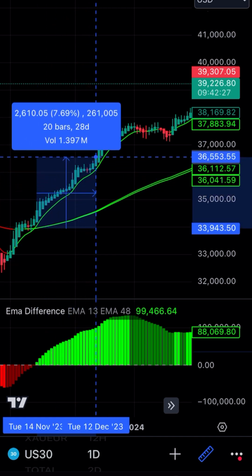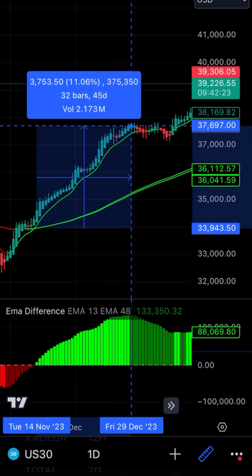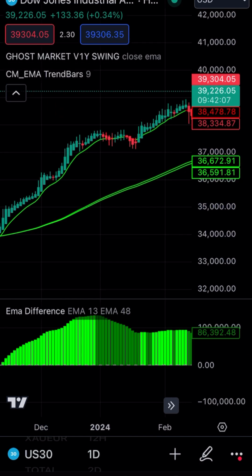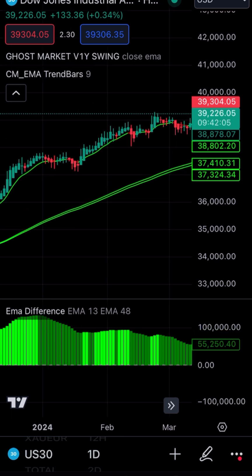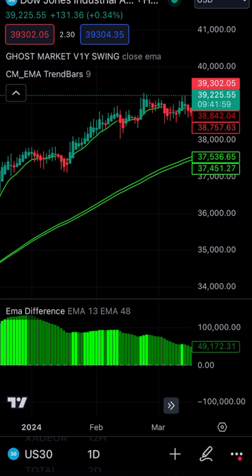And you basically stay in your trade until it prints out a dark green, which is right here. So this would have been 45 days, and this would have returned you, with a 0.01 lot size, $3,753. So what you do next, once you get out of that trade, is you basically just scalp it because you know the trend is going up.